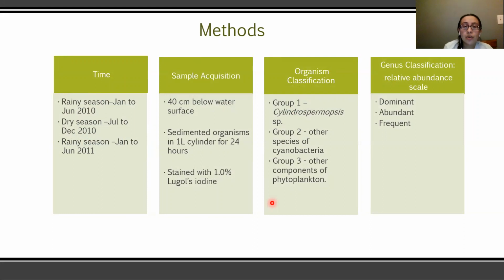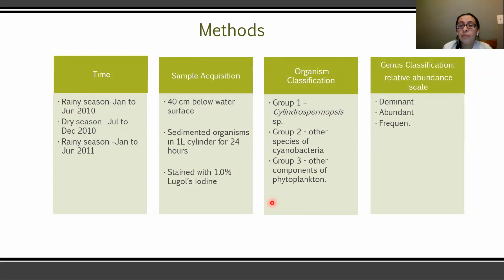Then they sedimented the organisms in a 1 liter cylinder for 24 hours, and this was to check for the concentration of cells. And then when they finally got the cells, they looked under a microscope and stained them with 1% Lugol's iodine. So they created 3 groups to classify the organism. The first group contained Cylindrospermopsis sp. The second group contained other species of cyanobacteria. And the third group contained other components of phytoplankton.